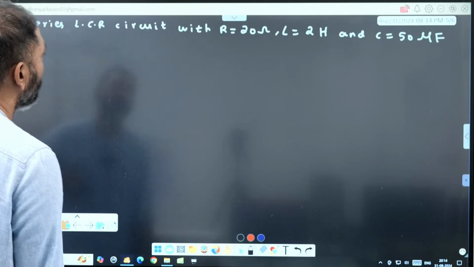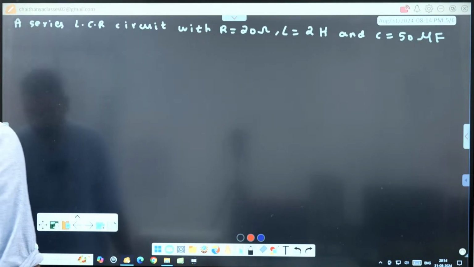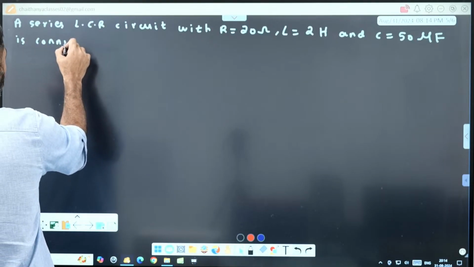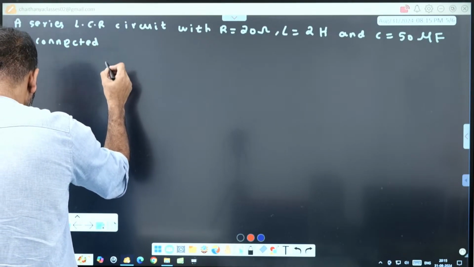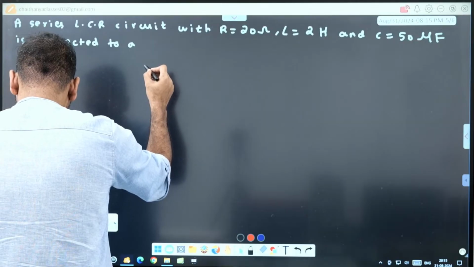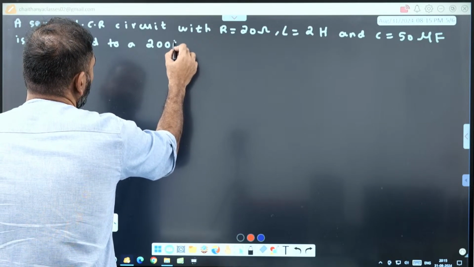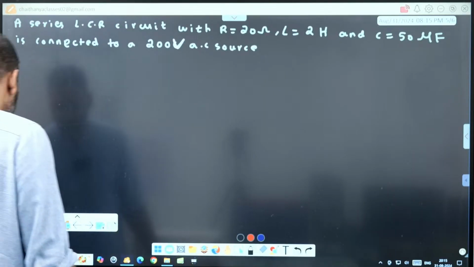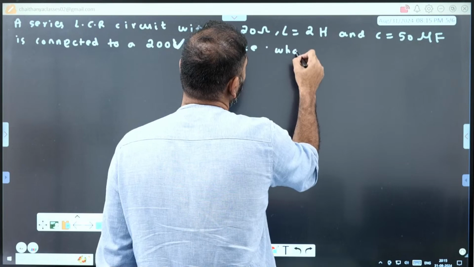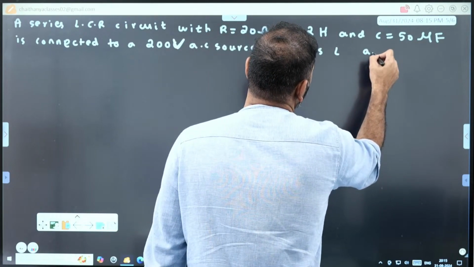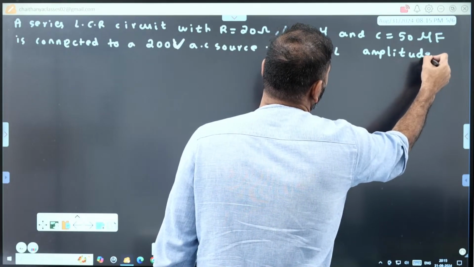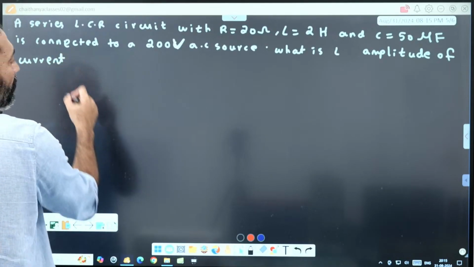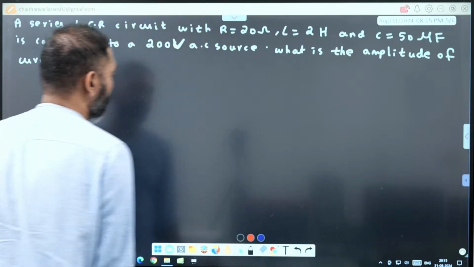Now we come to our next question. A series LCR circuit with R = 20 ohm, L = 2 Henry, capacitance 15 mF is connected to a 200 volt AC source. What is the amplitude of current?